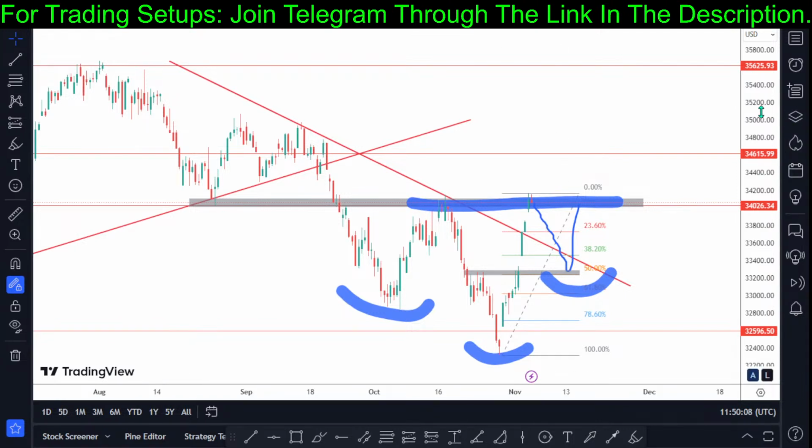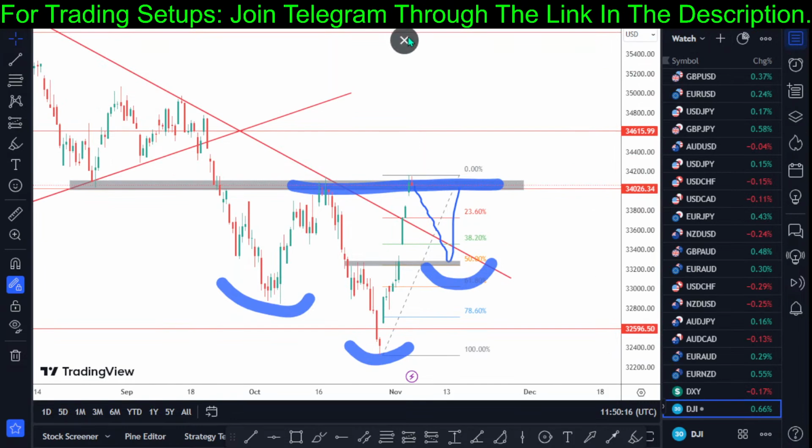So let me show you guys my list. Now it's time for me to show you my list in the market. Let's start from the foreign exchange market.